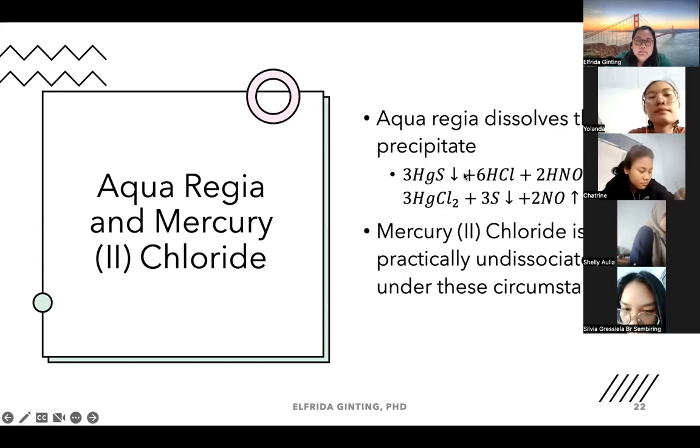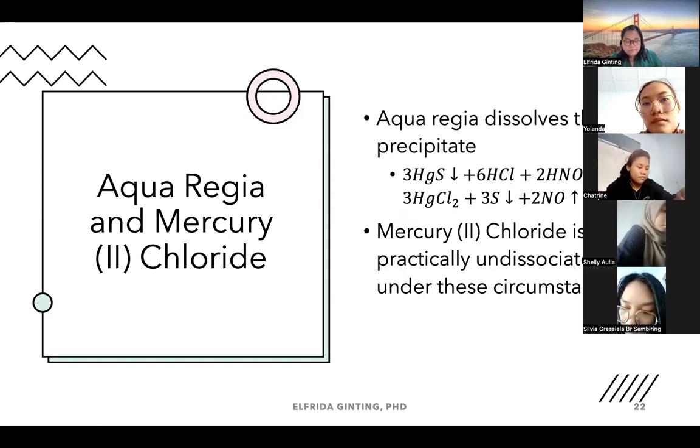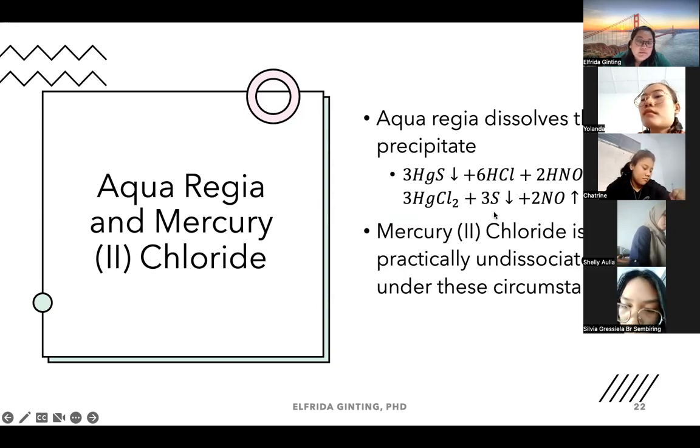So you can see here, if we add mercury sulfide with hydrogen chloride and nitric acid, it will form mercury 2 chloride, and the mercury 2 chloride is dissolved. So there won't be any precipitation anymore. For this reaction, even though you have a precipitation, the precipitation is not due to mercury sulfide, but due to sulfur.